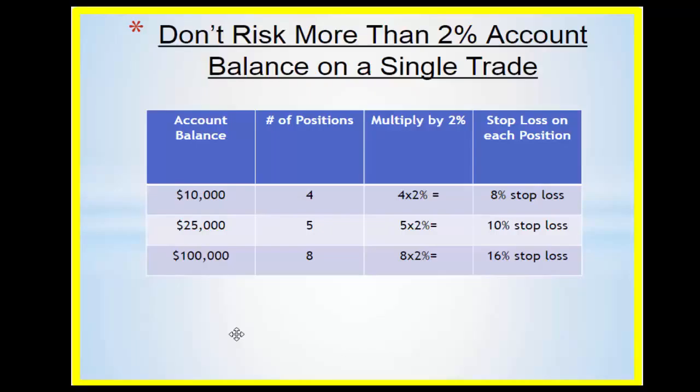So I gave you 3 rules to portfolio risk management. Rule number 1 is buy non-correlated assets. Rule number 2 is be willing to short the markets, and I gave you a list of my ETFs. And rule number 3 is don't risk more than 2% of your account balance per trade.